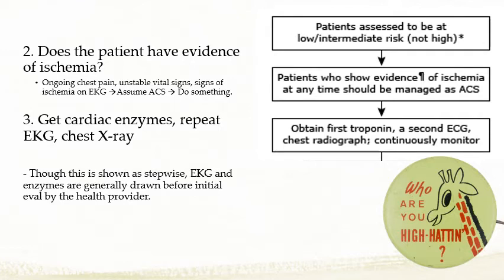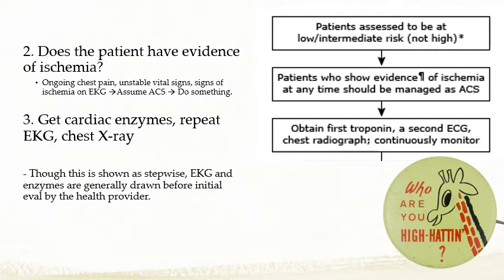Again, this is to just help you not rule out patients that actually have an ACS, but they just don't meet the scores because of the heart scores. Okay. Step 3 then is get cardiac enzymes and then repeat an EKG and get a chest x-ray, right?